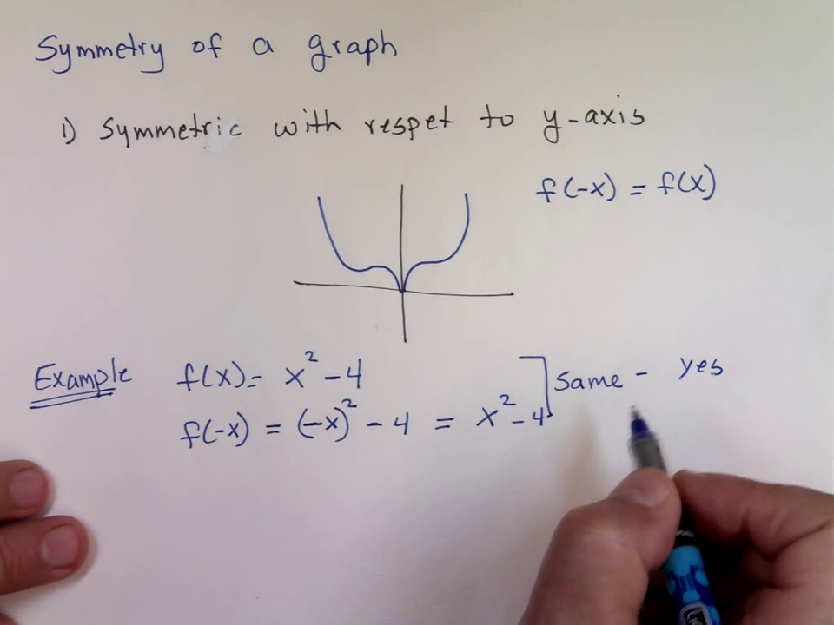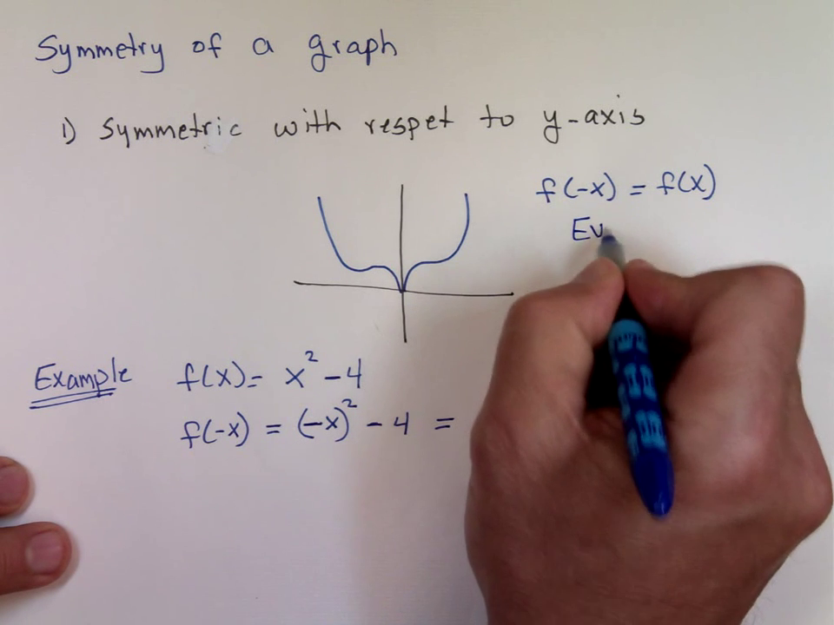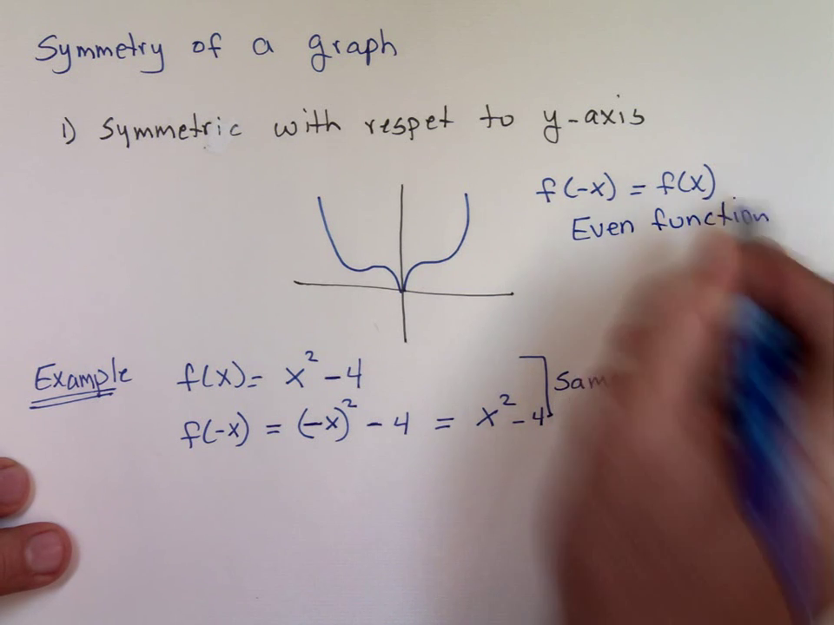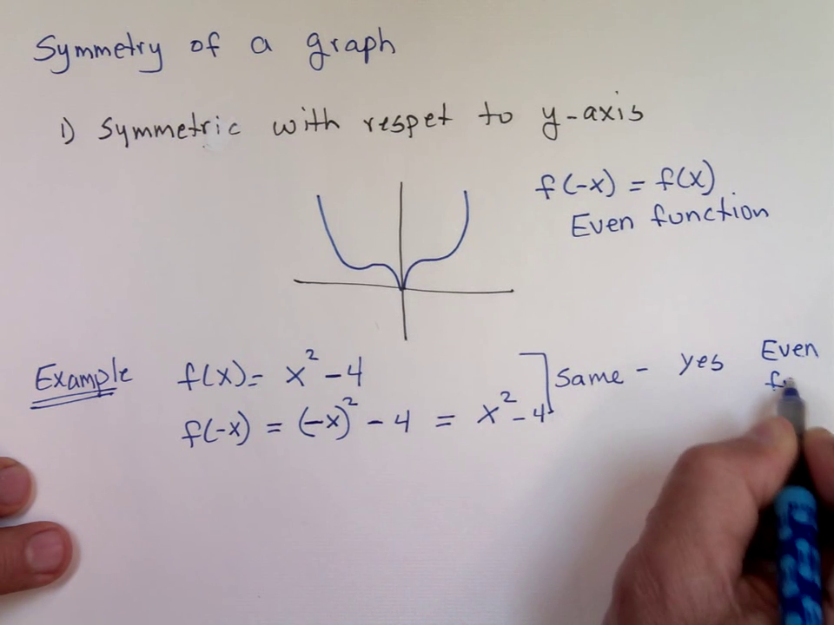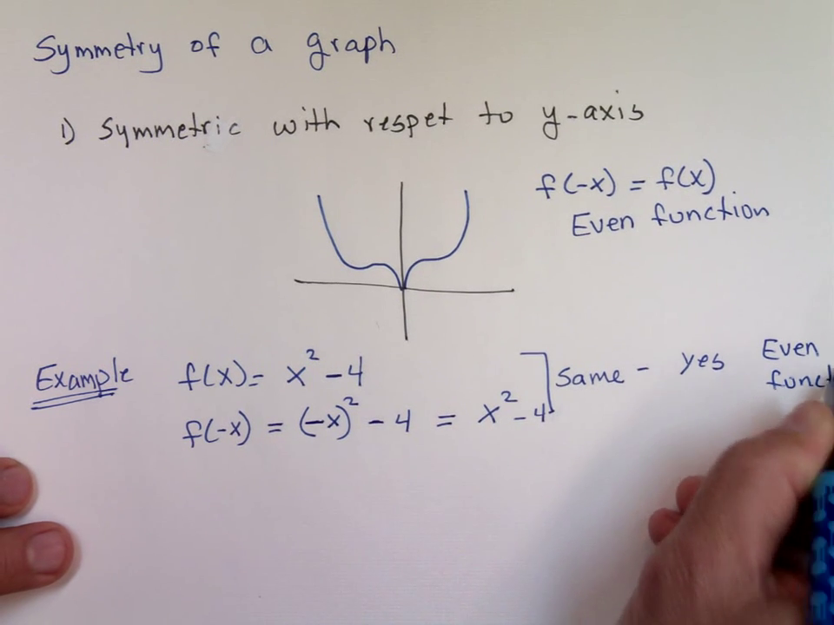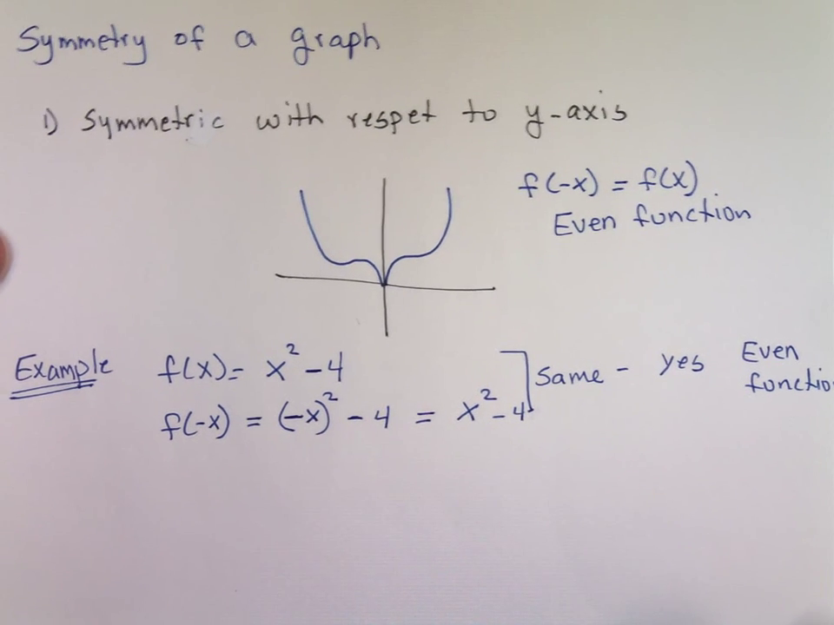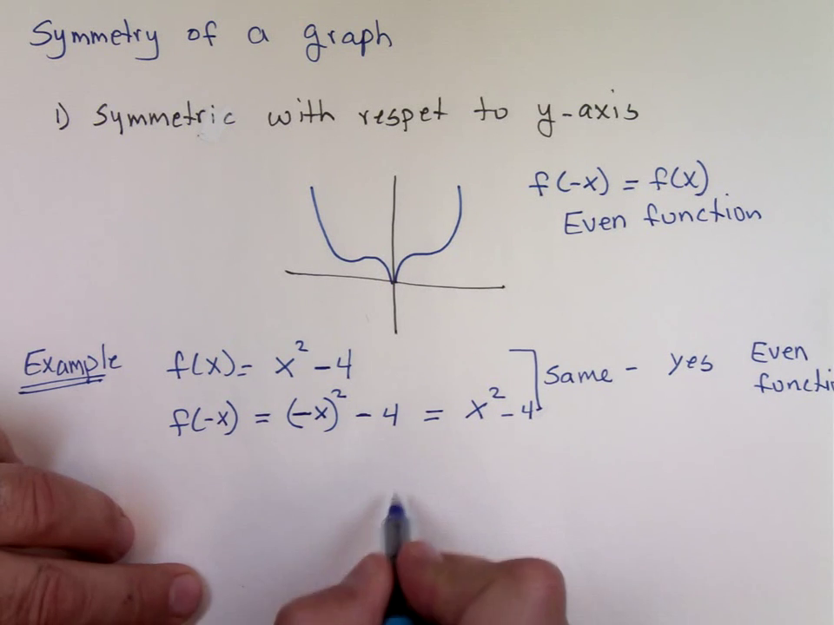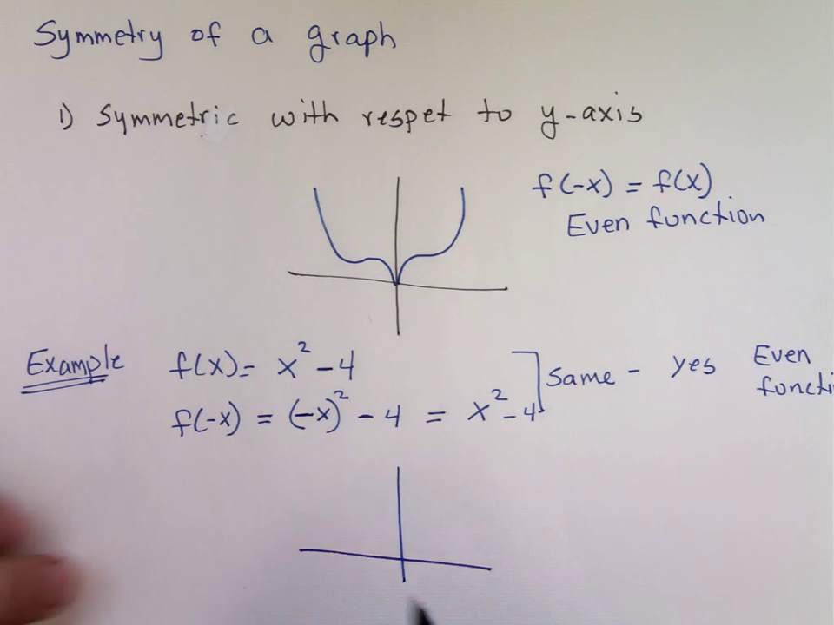By the way, when the function is symmetric with respect to the y-axis, that's called an even function. I don't know if our book talks about that or not. So that's an even function. Which means if I graph that, I only have to graph half of it. I'll just pick some points on the right side. When x is 0, what's the y value? Negative 4.